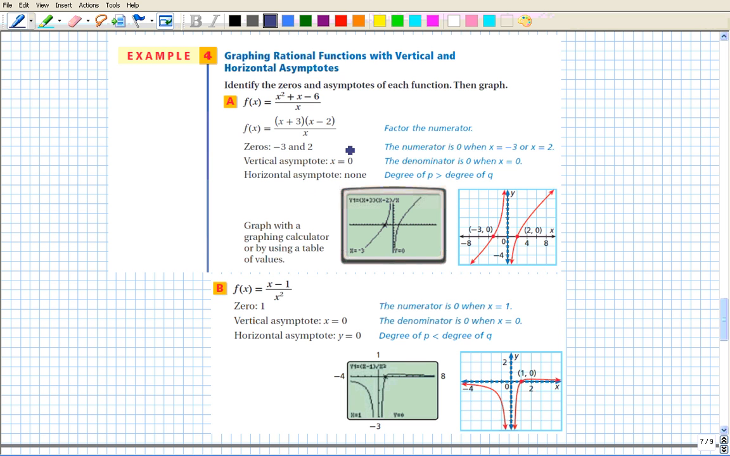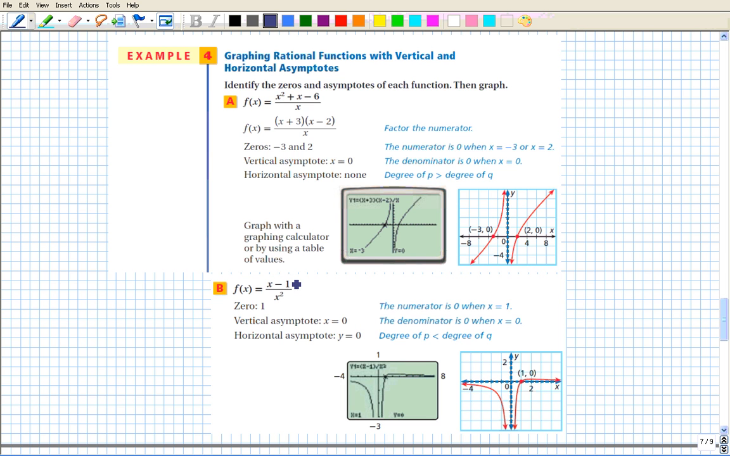So for the horizontal asymptote, again, if it's bigger on top, there is no horizontal asymptote. It's that BOTN, B-O-T-N. And so there's no horizontal asymptote, so you would do your vertical asymptote, pick some points on each side, sketch it in.